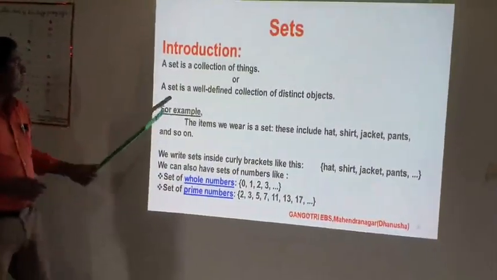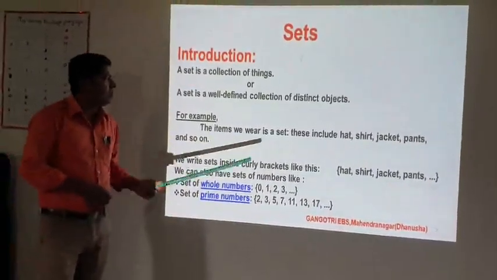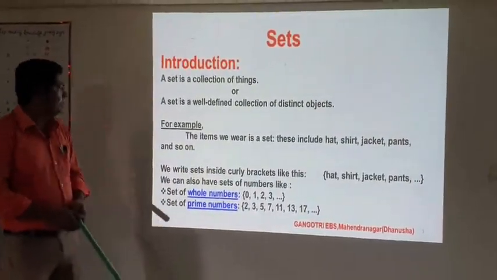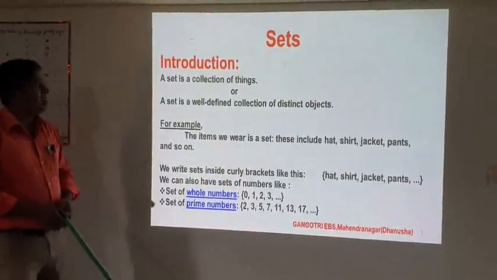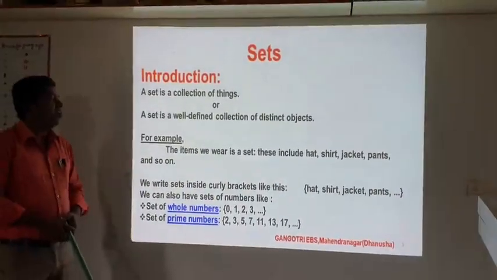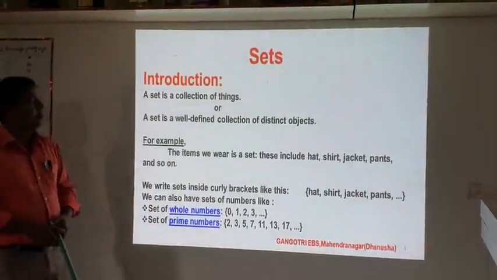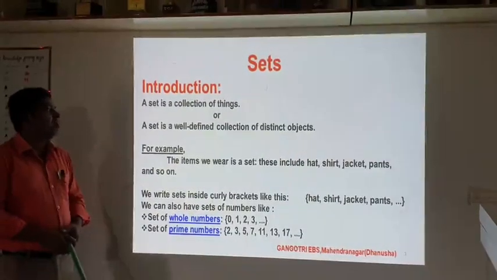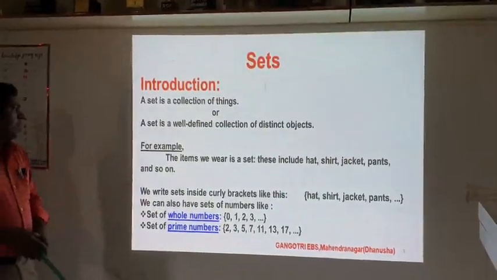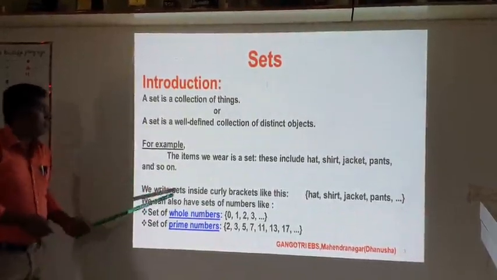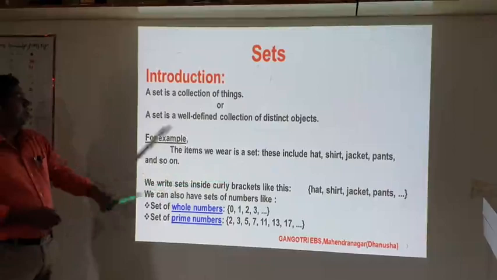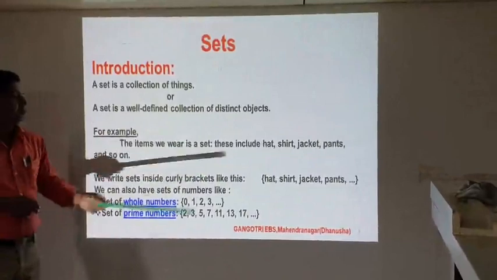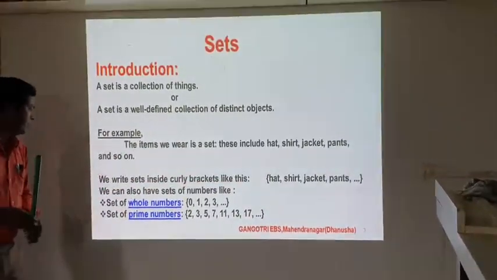For example, the items we wear form a set. These include hat, shirt, jacket, pants, and so on. It means there is a collection of objects we are wearing, that is hat, shirt, jacket, pants. It is also a set of wearing things. And a set is written inside curly brackets like this: curly bracket, then hat, shirt, jacket, and pants.